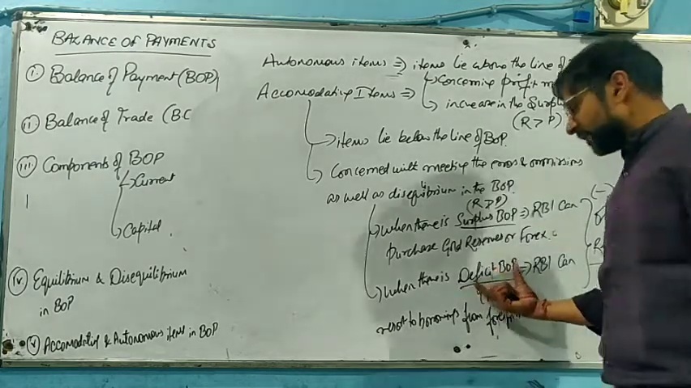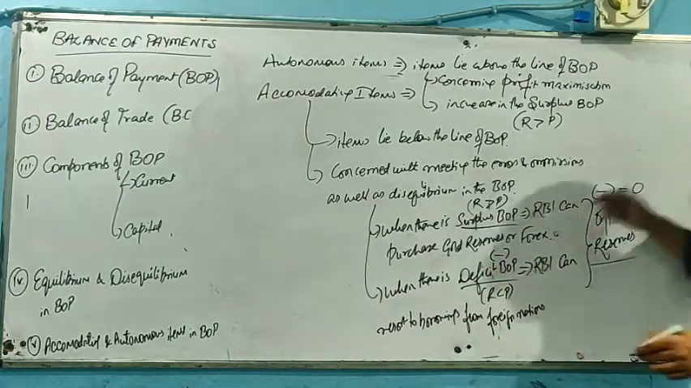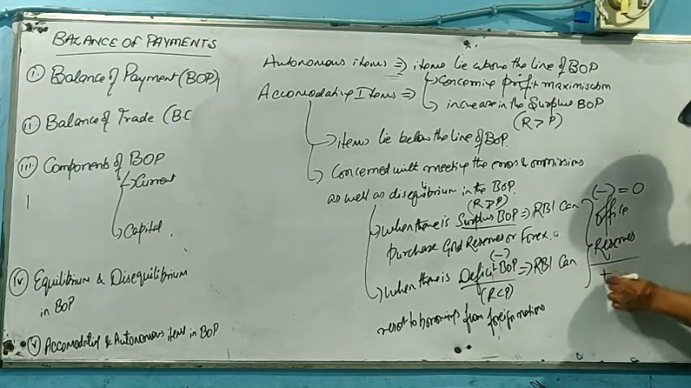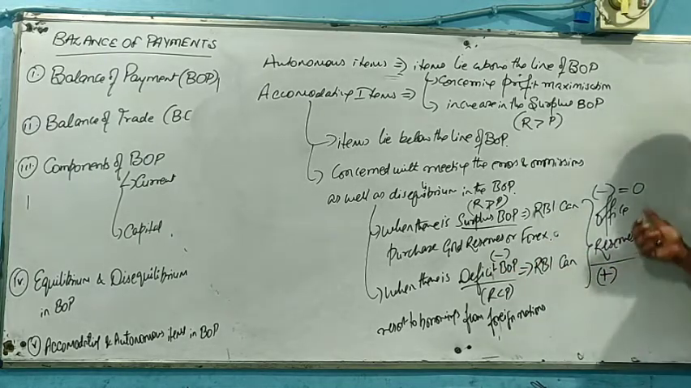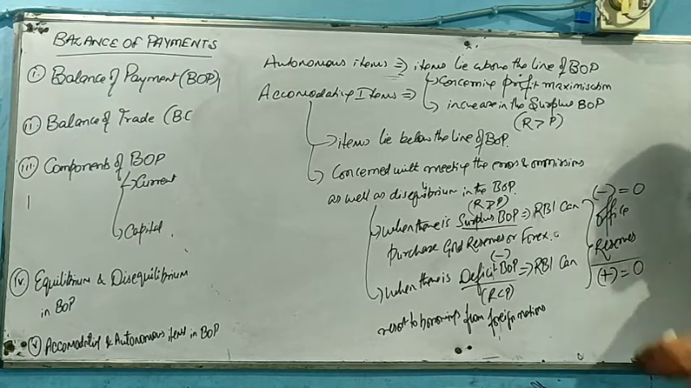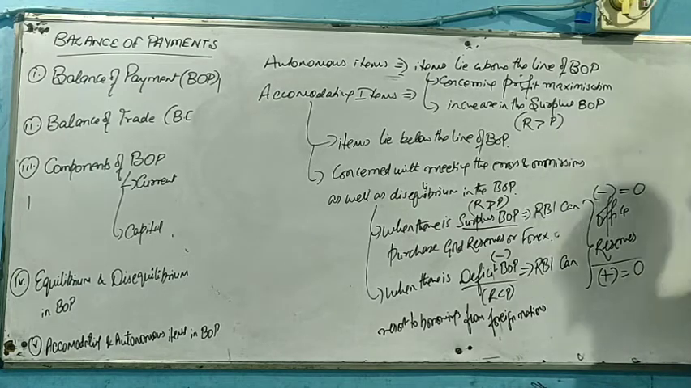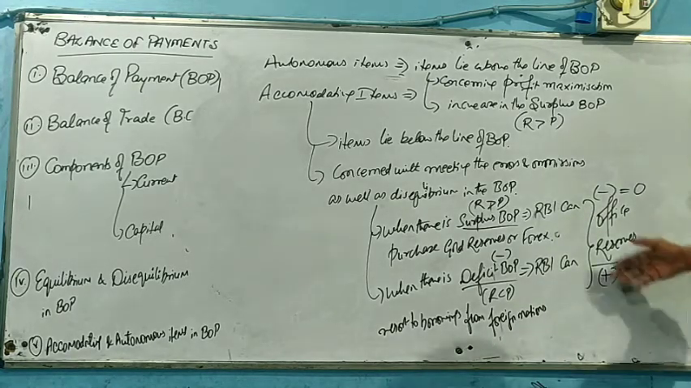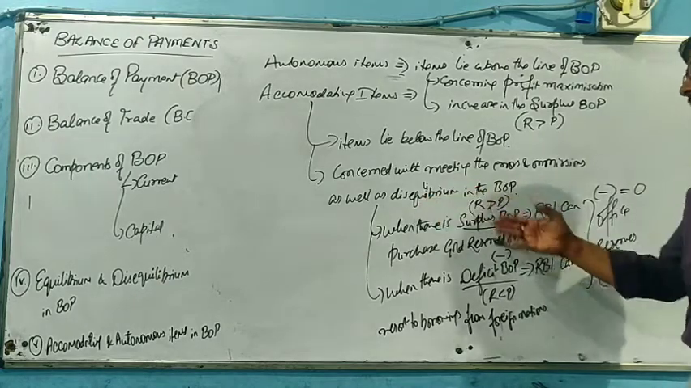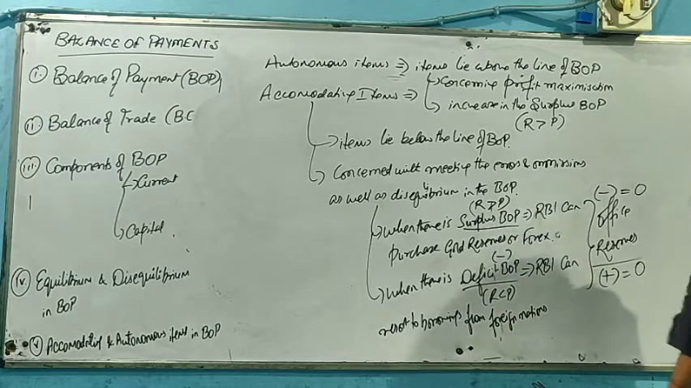So if there is deficit BOP, it means the amount is in negative. The amount equal to deficit BOP will be shown as plus amount in official reserve, again in order to make it zero balance of payment. This is what the role of official reserve in maintaining the equilibrium in case of disequilibrium process of cases, in case of surplus as well as deficit.